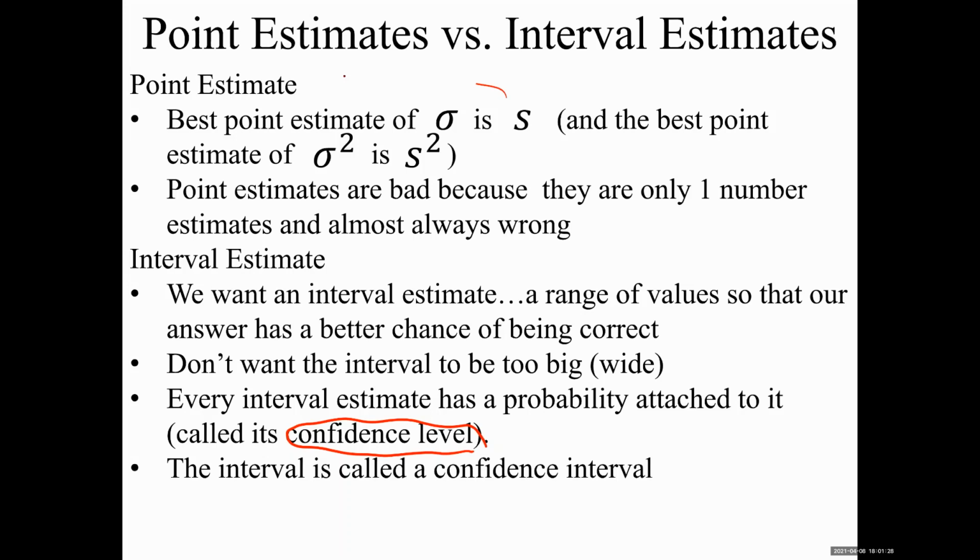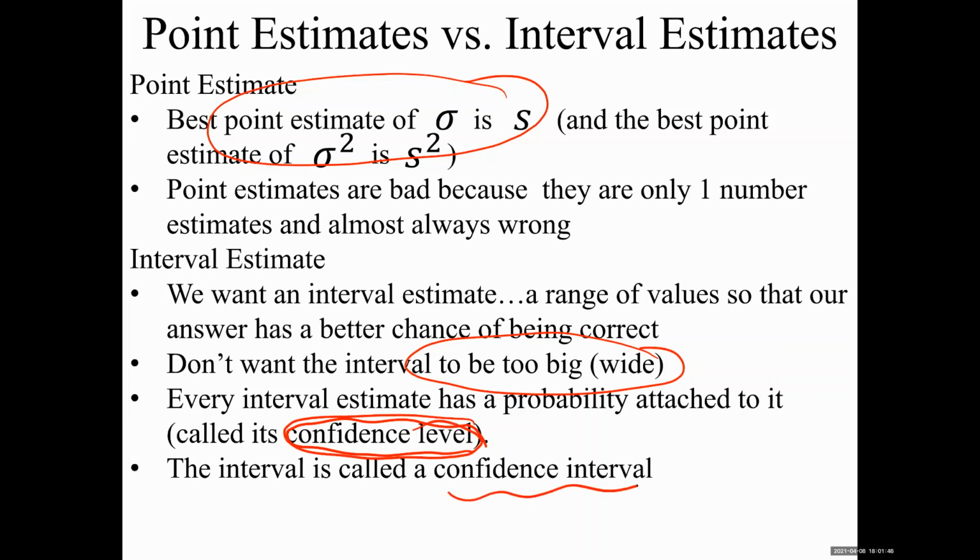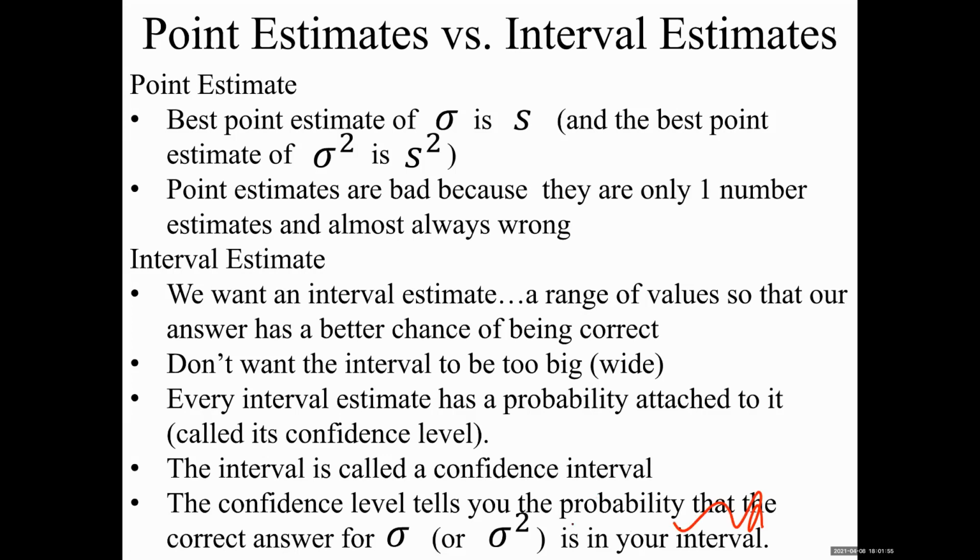So think of a point estimate as like a 0% confidence interval. We have basically a 0% probability of having the right answer. A too wide interval is like a 100% confidence interval. For sure we have the right answer in our interval, but our interval is not useful to us anymore. And then we're going to have a compromise. And our compromise is called the confidence interval. It's going to have a confidence level, which is a very high probability attached to it, but not 100%.